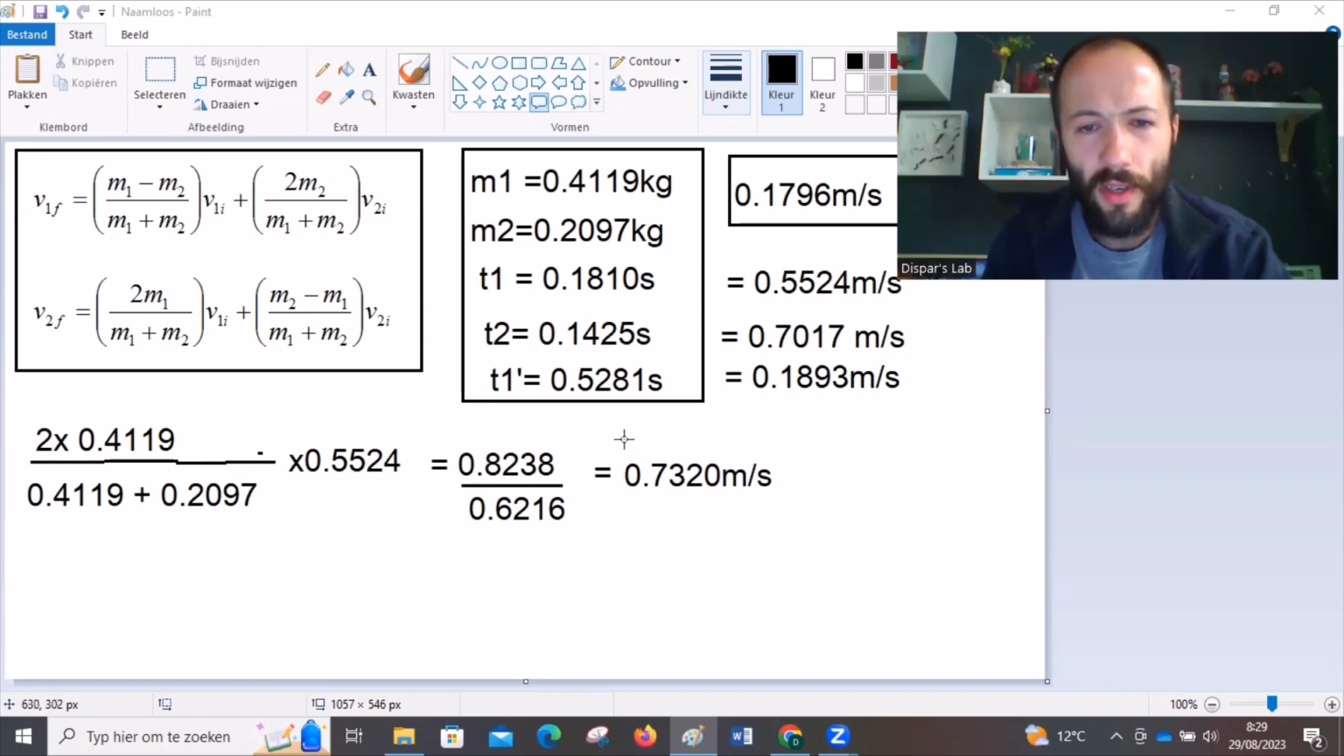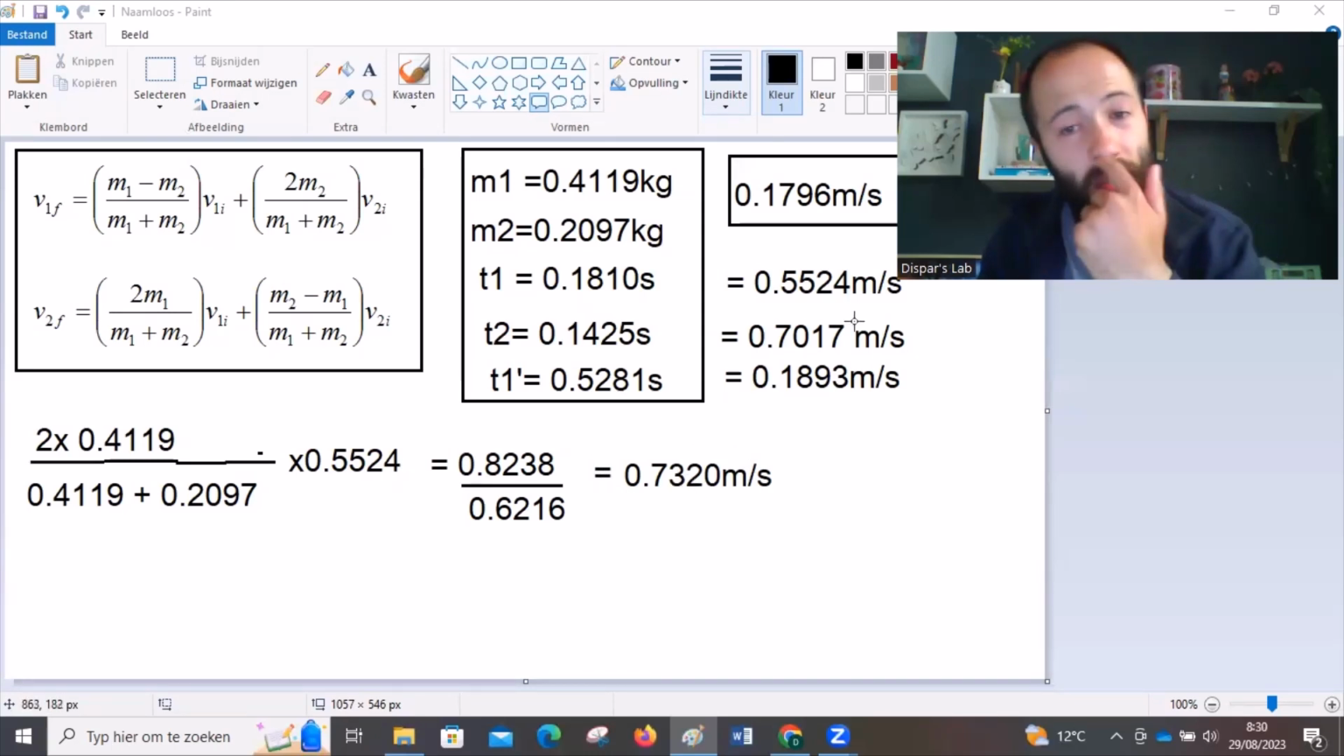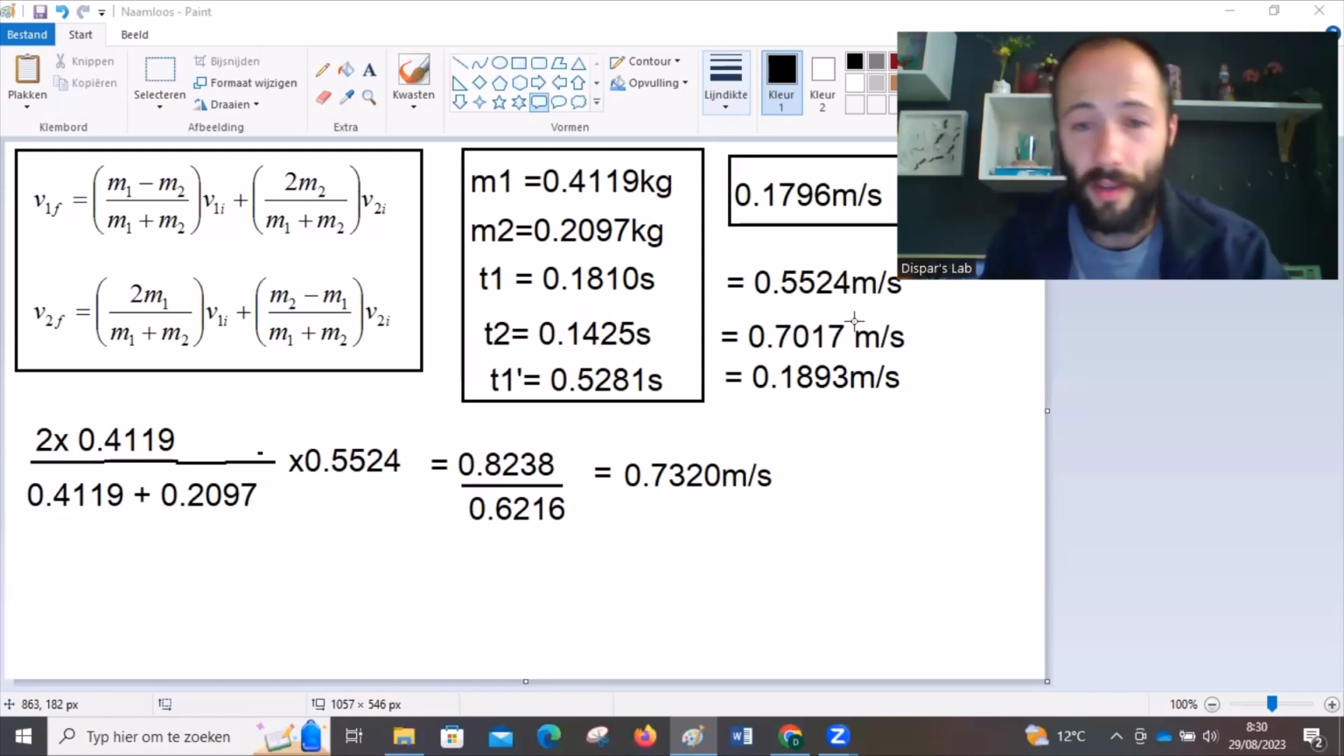So as you can see, 0.7320 meters per second is the prediction, and the result is 0.7017 meters per second. It's a little bit further off than the prediction and result for the first mass, but still pretty close. 73 versus 70, 3 off. I would still say a pretty good match.